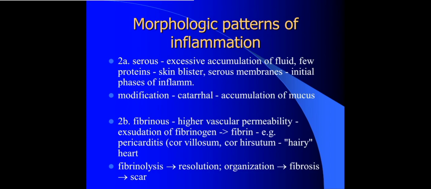Next is fibrinous, with higher vascular permeability. The permeability is increased. That also plays a role in chronic inflammation. Fibrinolysis, resolution, organization, fibrosis, scar.